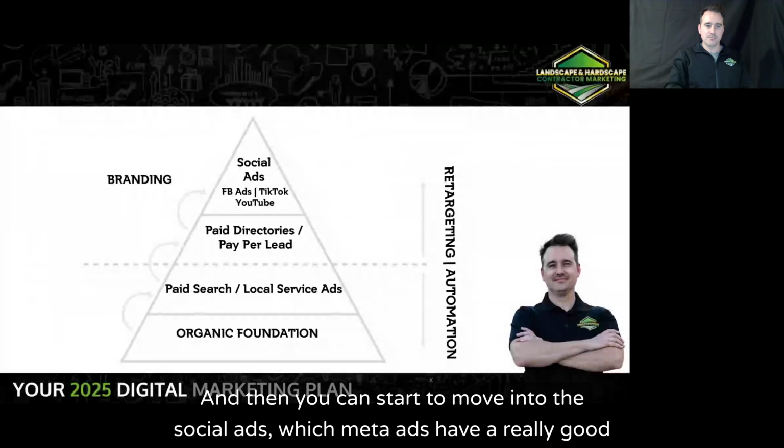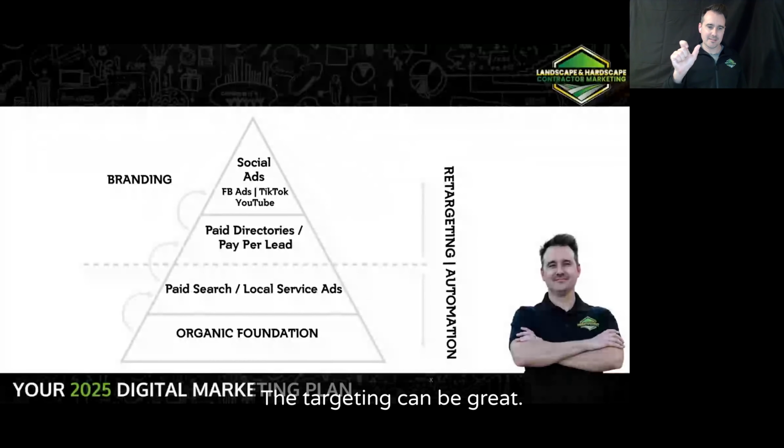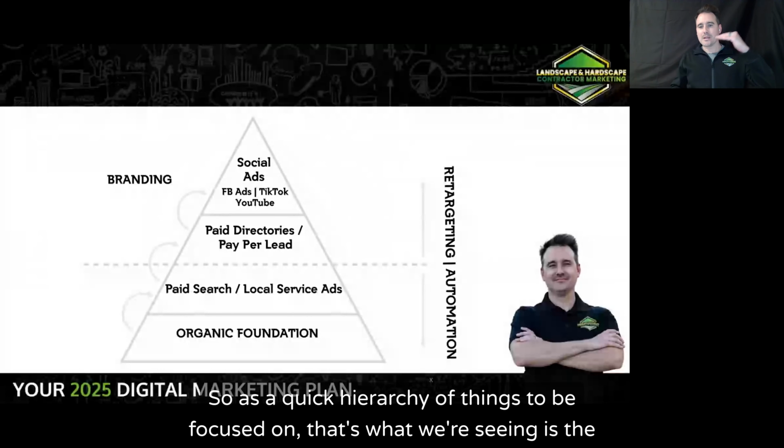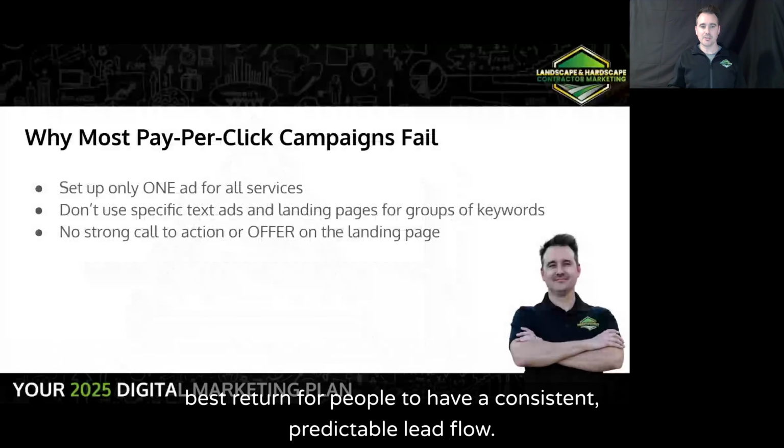And then you can start to move into the social ads, which meta ads have a really good place there in terms of catching people in your local area. The targeting can be great. So as a quick hierarchy of things to be focused on, that's what we're seeing as the best return for people to have a consistent, predictable lead flow.